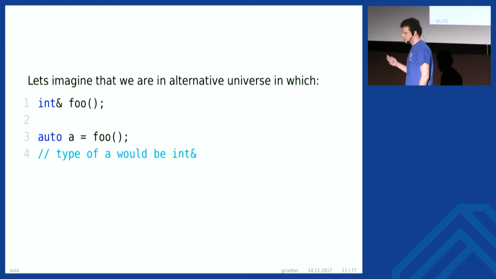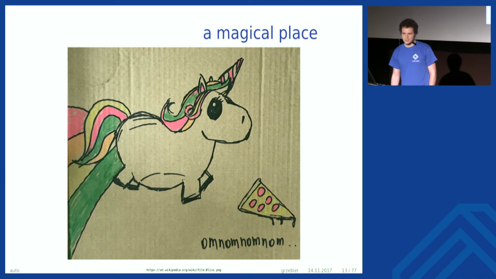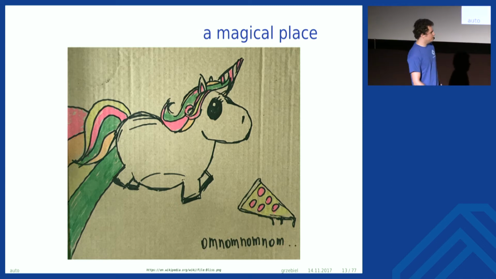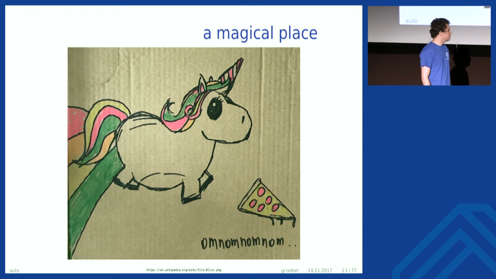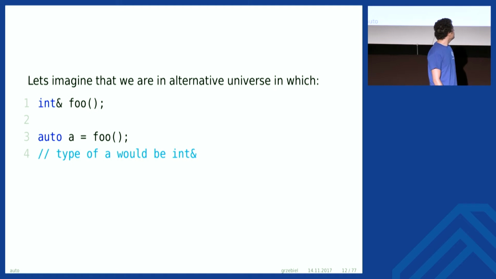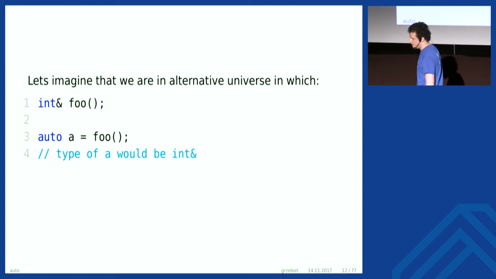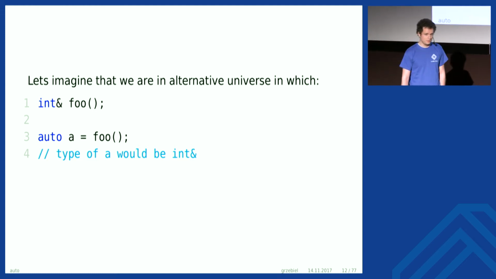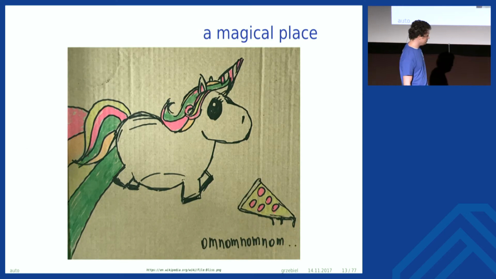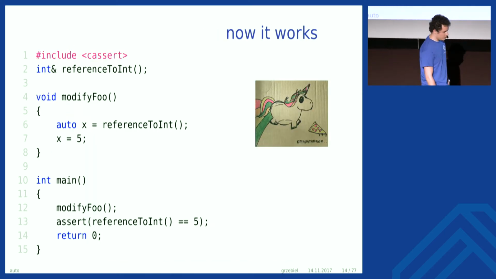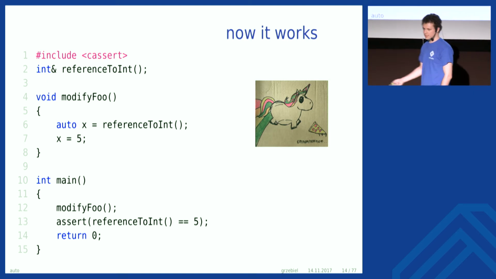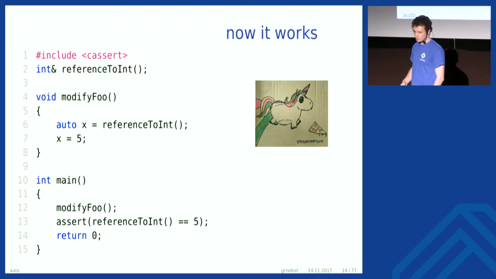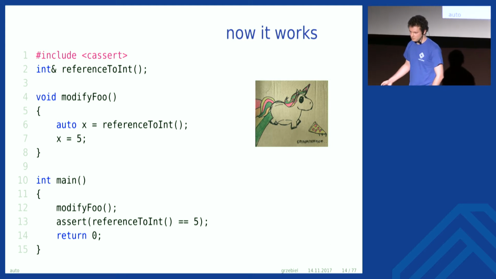Okay, so a magical place where we have unicorns, pizza, and everyone is happy. So in each slide, there will be a unicorn present. We are in this magical place where this expression is true: the type of variable A is a reference deduced from the return type of the function. So first of all, my initial code worked as it was supposed to, as I assumed. So I have no topic for a presentation today, we can all go home.